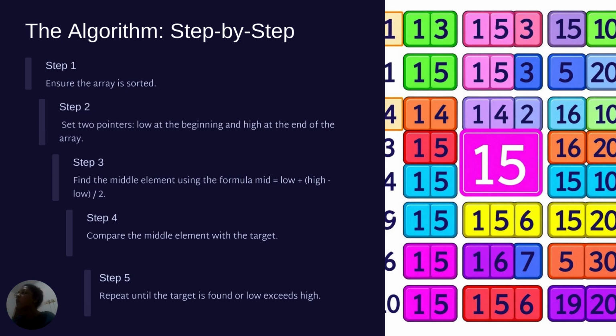Mid equals (low plus high) divided by 2. Step 4. Compare the middle element with the target. If it matches, return the index. If it's smaller, move low to mid plus 1 and search in the right half of the array. If it's larger, move high to mid minus 1 and search the left half of the array. Step 5. Repeat until the target is found or low exceeds high.